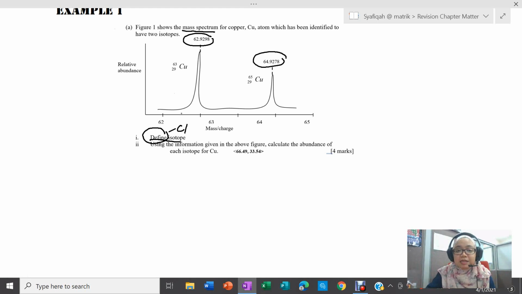However, that doesn't mean that you don't need to know the definition of isotope. You need to know the definition and understand what it means, because nanti kalau ada soalan keluar yang macam higher, aras tinggi.